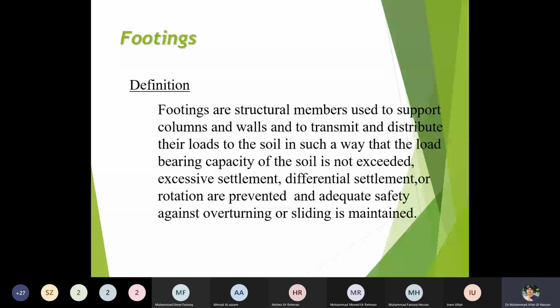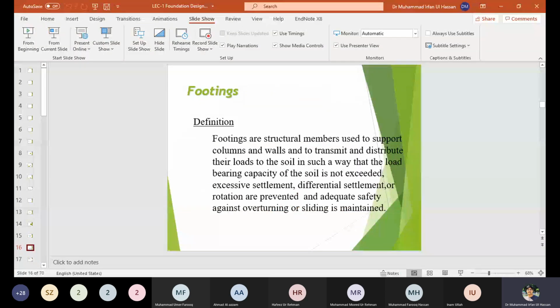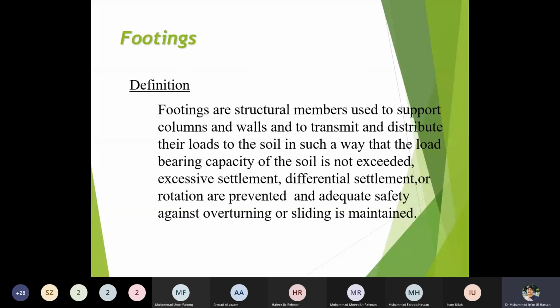You know that the footing is a structural member that is used to support the load and to transmit the load to the soil underneath, in such a way that the load bearing capacity of the soil is not exceeded. So the bearing pressure developed under the foundation should not be larger than the bearing capacity.